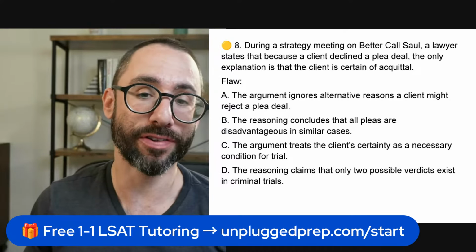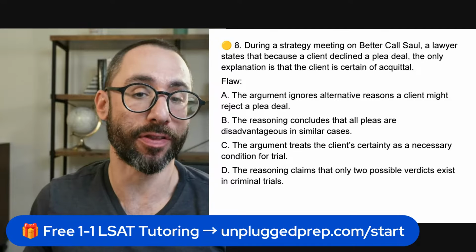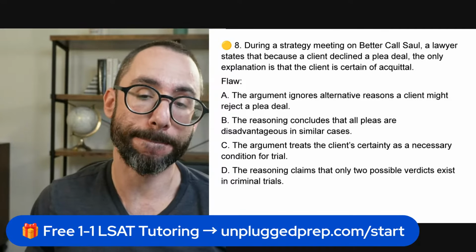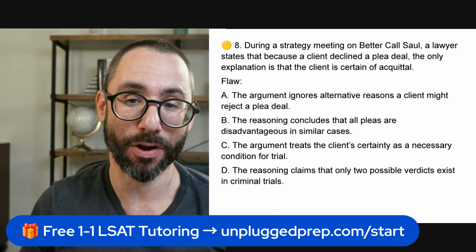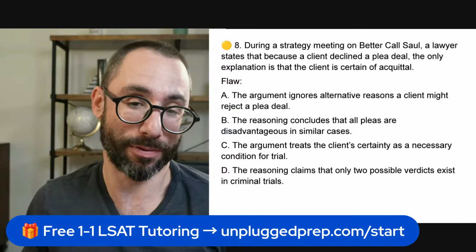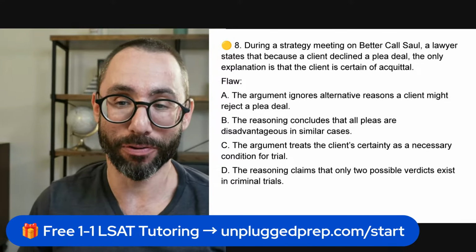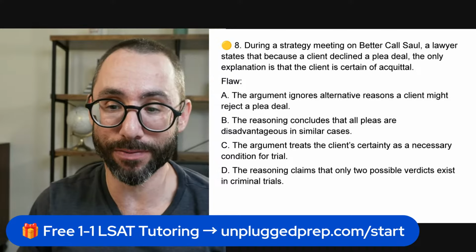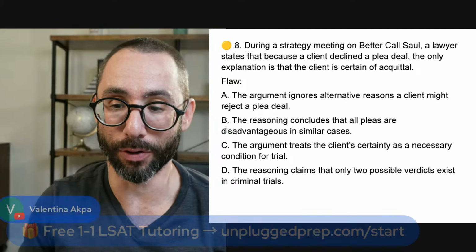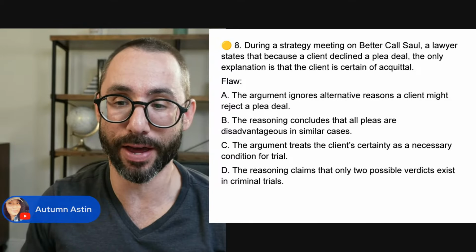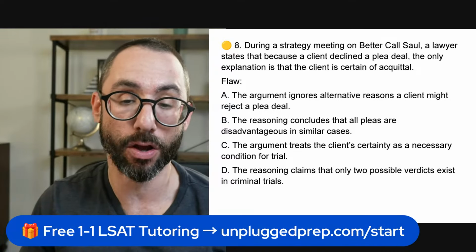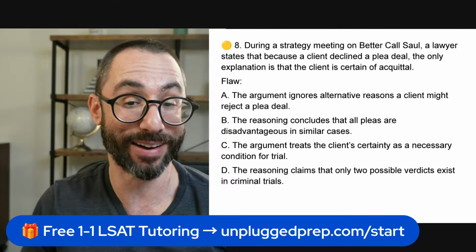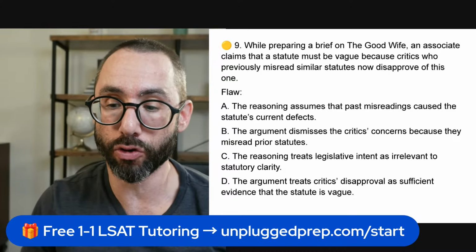So again, the conclusion says they're assuming the only explanation is that the client is certain of acquittal. Maybe there are other reasons, of course, they might reject a plea deal. Maybe they just believe they're innocent and don't want to say that they're guilty when they're not, of course. So a sense of justice. And we have a ton of folks saying choice A. Well done. Valentina says A. Osvaldo says A. Autumn, Giovanna, Zuli, Nathan, Passion all saying A. Well done, folks. The answer is in fact A. Nicely done. On to number 9.